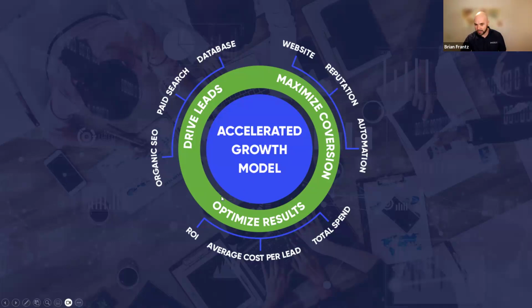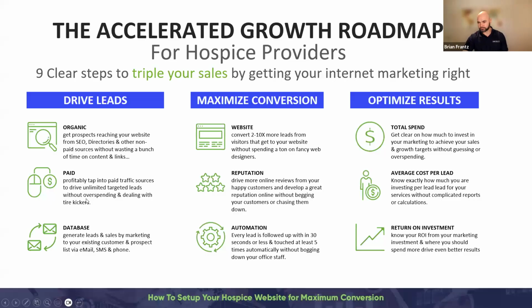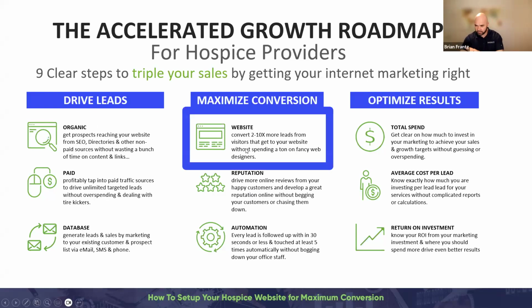So, again, this is the accelerated growth model. This is what we have to solve for when we're thinking about online marketing for your hospice agency. And here's just another view of that, which talks a little bit about the organic, the paid, the database, your website, your reputation, and the automation. What we're talking about today is the website. How can we convert 2, 3, 4 times, even 10 times as many visitors into a call or some sort of inquiry?